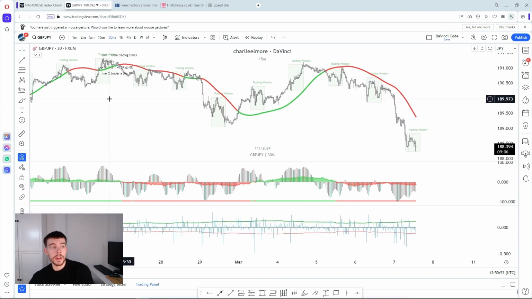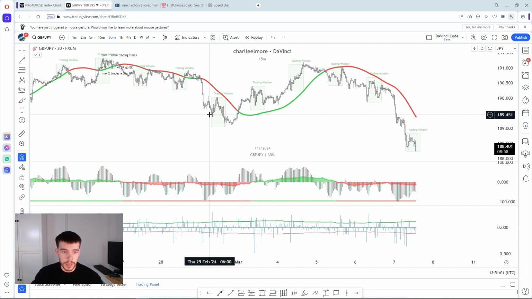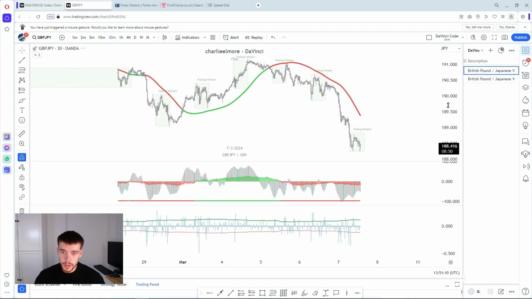Obviously, you can put it on any currency pair I've found so far. Again, do your own research, do your own back testing. But it does produce results, as we've just gone through. And that was just a snippet. That was just a couple of months. As you can see, I've only got 5 months.